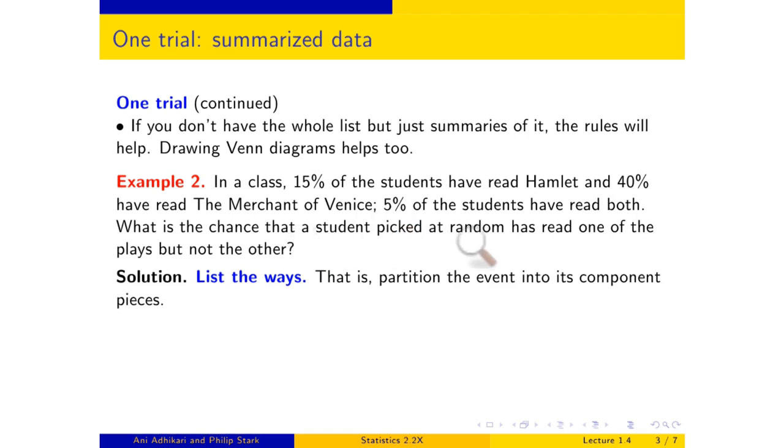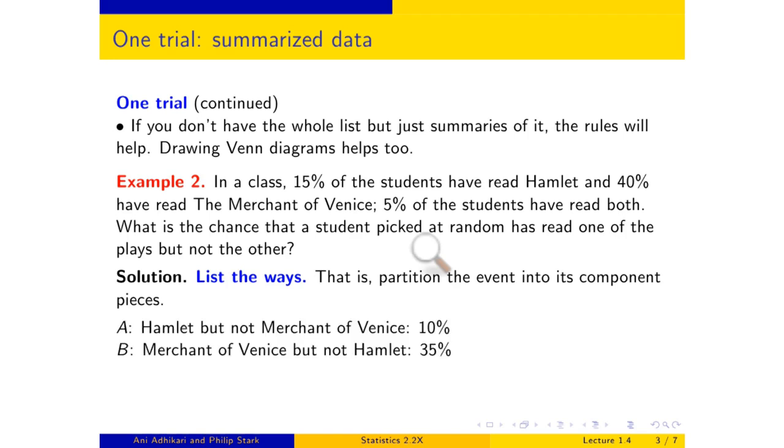So what is the chance that you are looking for? Well, if you think of chances as areas, you are looking for the area that's in Hamlet and not in the overlap, and in Merchant of Venice, not in the overlap. And that is the partition that I'm going to do in words.